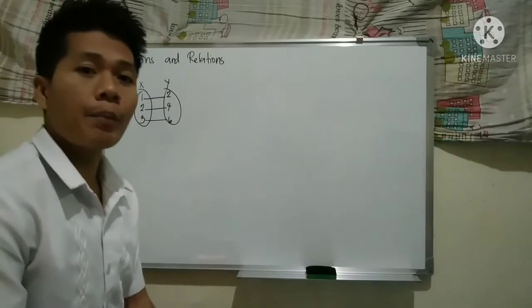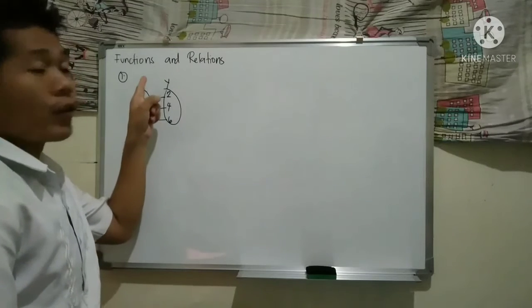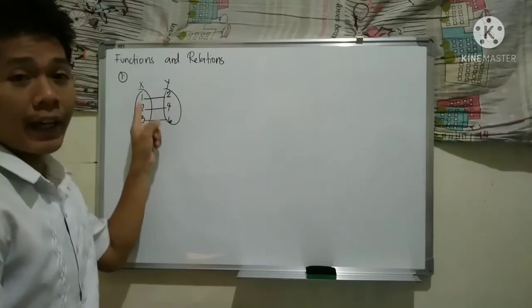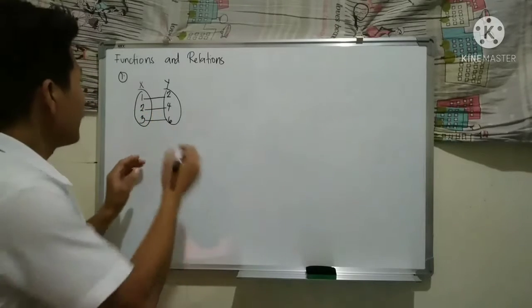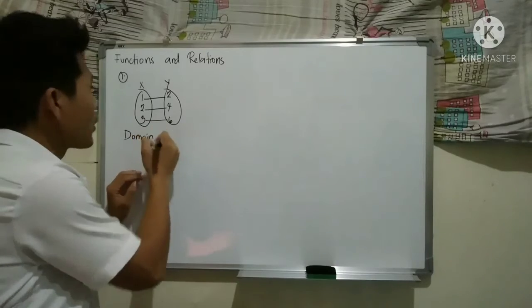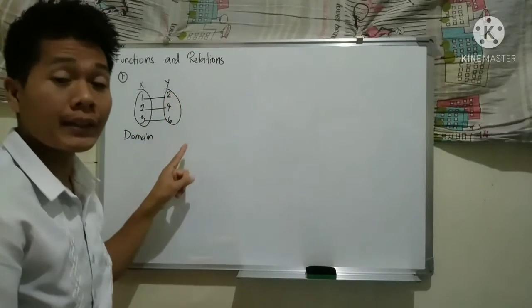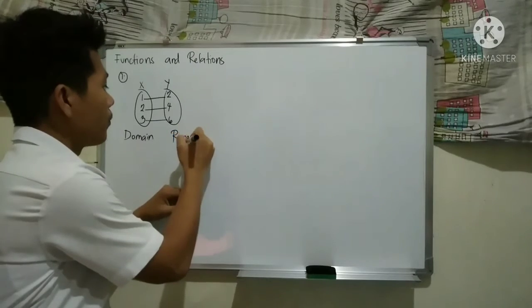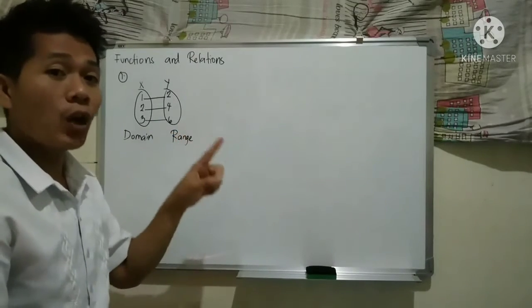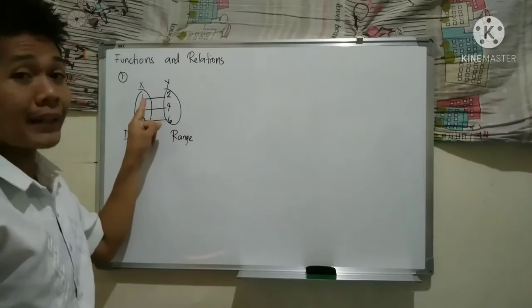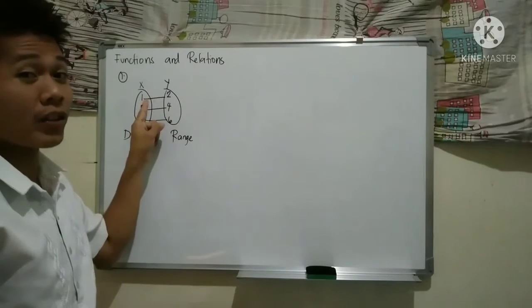So take note in number 1. This is x and this is y. This x represents the domain. The y elements are called the range. Okay, take note that an element of the domain corresponds to exactly one element in the range.